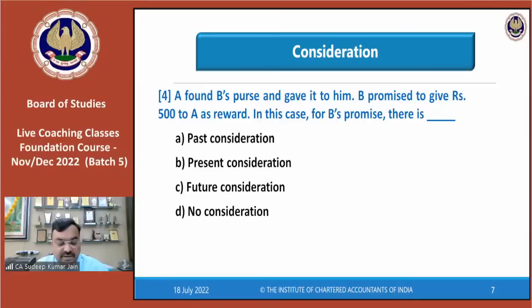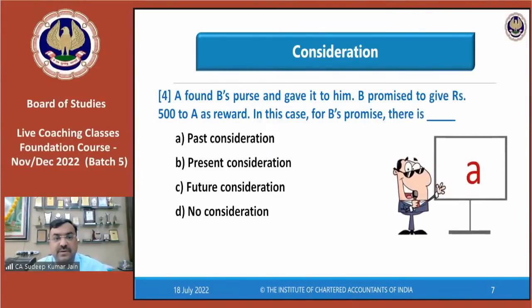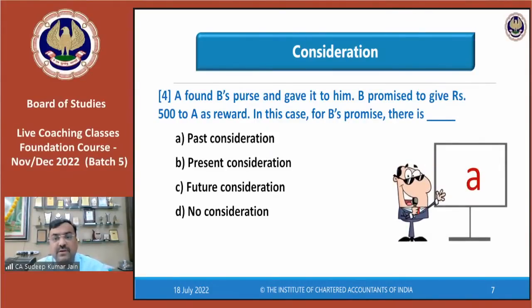Definitely the right answer is past consideration, because at the time when the contract was made, we had already received the consideration, we had already received the purse which was lost.